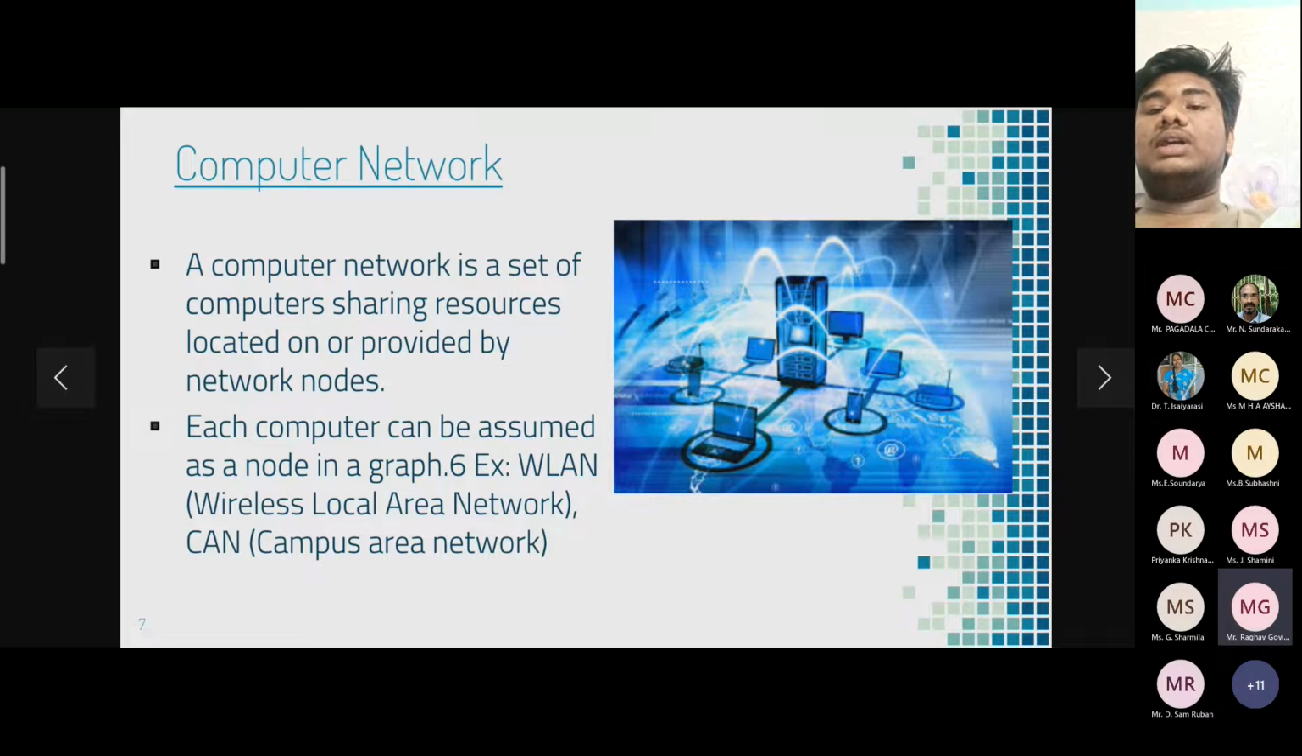What is a computer network? A computer network is a set of computers sharing resources located on or provided by network nodes. Each computer can be assumed as a node in a graph, where the examples are WAN, wide area network, and CAN, campus area network.